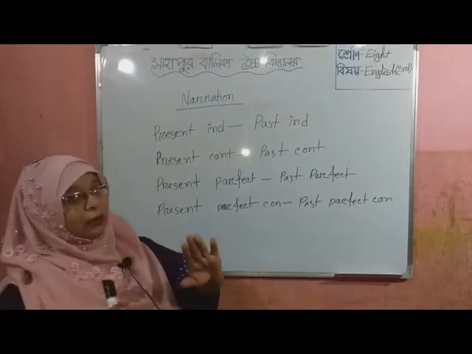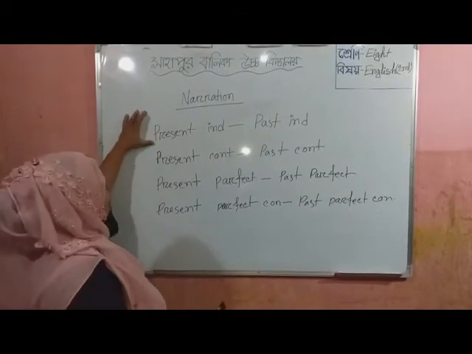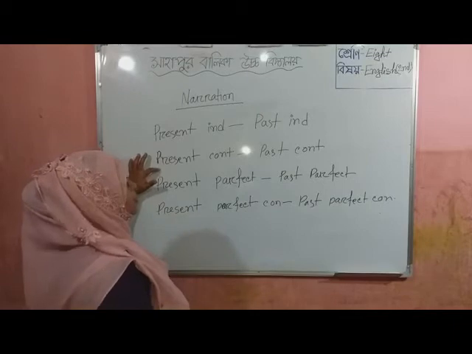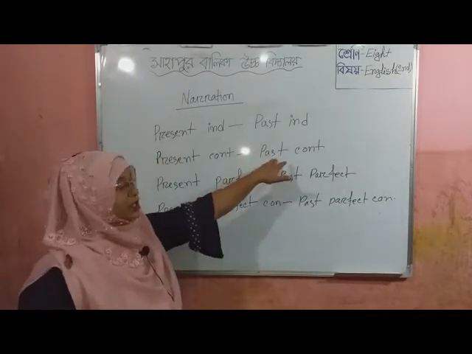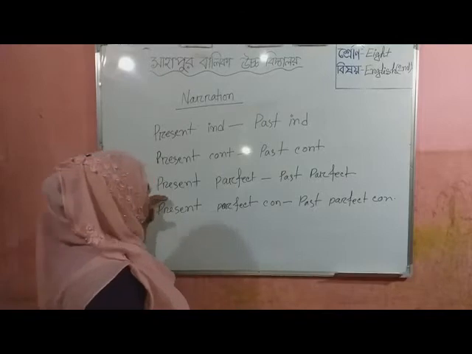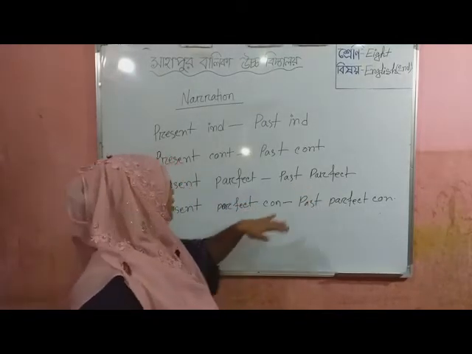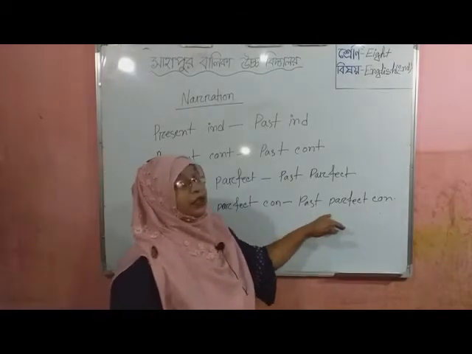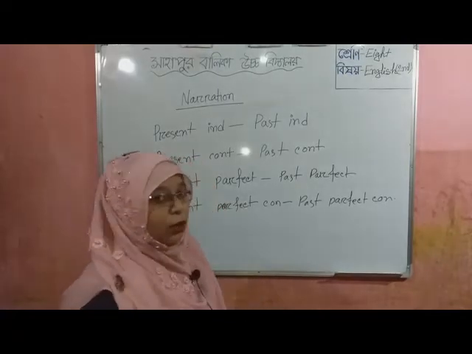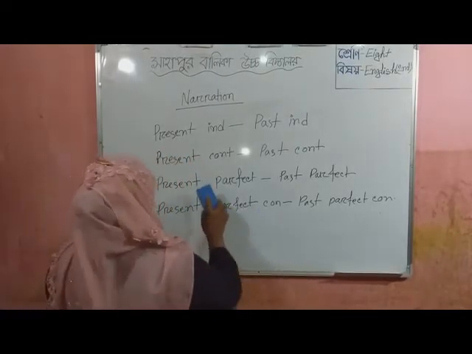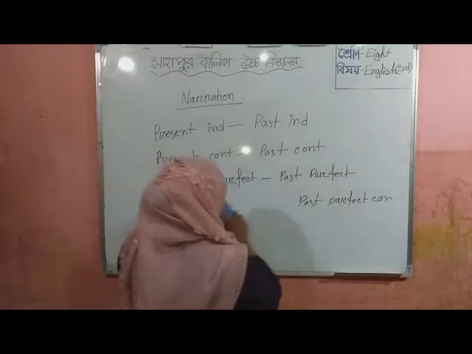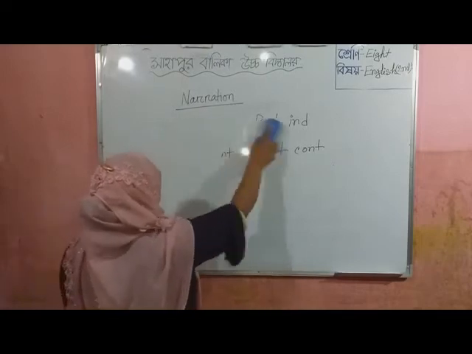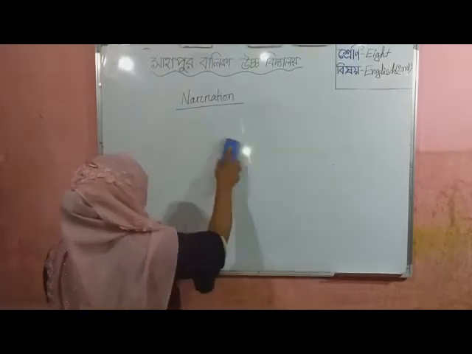Okay, when we get the reported verb in present indefinite, we change it to past indefinite. When we get present continuous, we change it to past continuous. When we get present perfect, we change it to past perfect. When we get present perfect continuous, we change it to past perfect continuous. Okay, I think you understand. And after that, we go to the past indefinite.